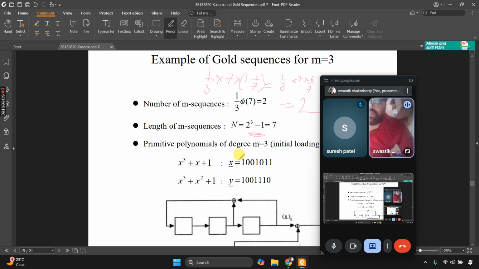So what are those sequences? By trial and error you find the sequences are these: 1001011 and 1110010. So this you have to find by trial and error. Basically you have to find all the generator polynomials, then factorize each one of them to find which are primitive. The ones which are primitive will give you maximal length sequences. So the two maximal length sequences are these.